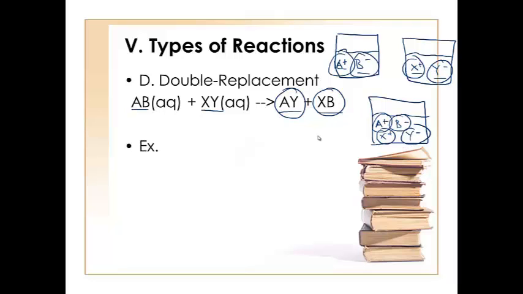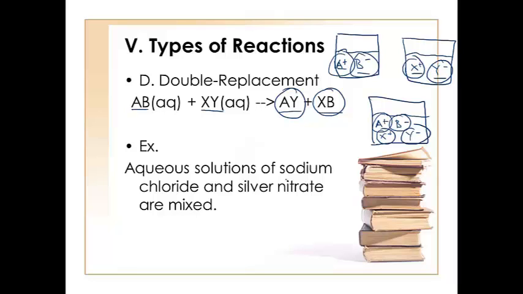Okay, so aqueous solutions of sodium chloride and silver nitrate are mixed. Again, write out your formulas. Sodium chloride is Na+ with Cl-. Silver nitrate: silver ion, you have to memorize that one. It's Ag+ with nitrate, NO3-. If you don't have these memorized, better go back and memorize them really quickly.